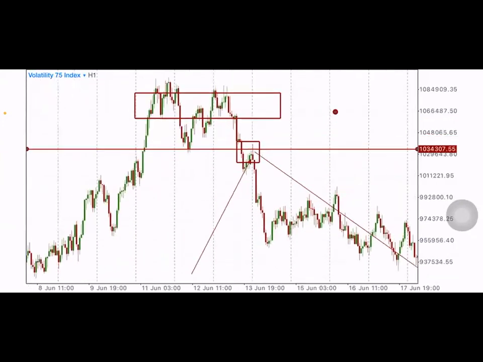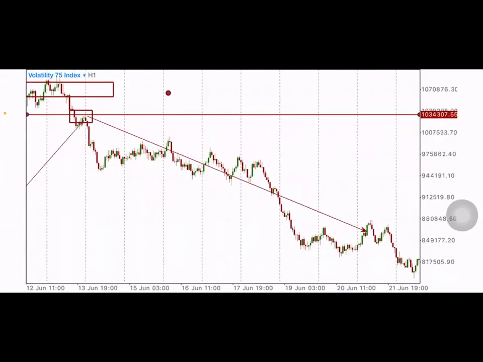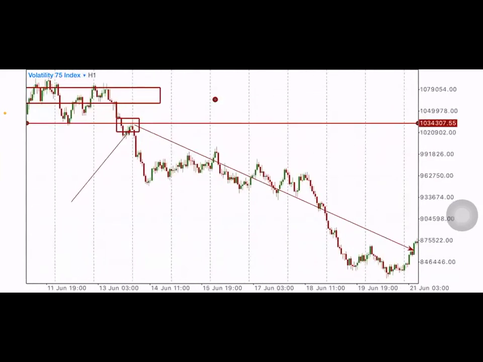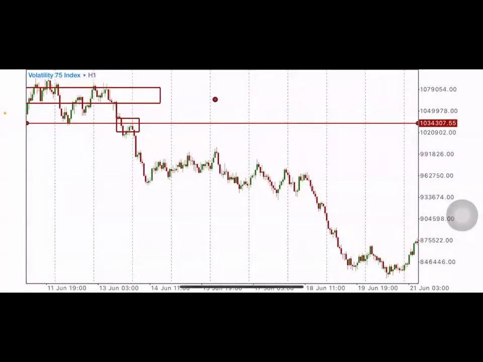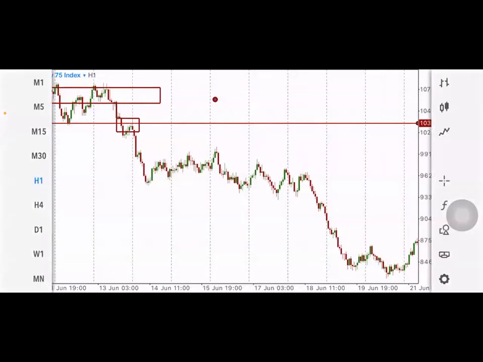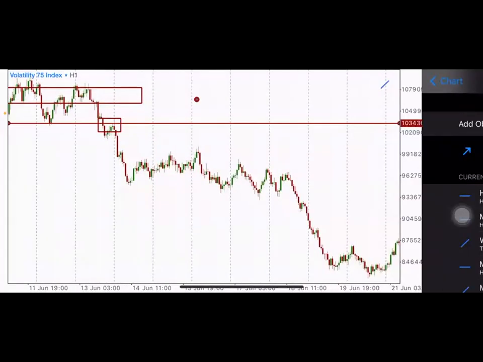Can you see where it is currently selling from? Look at where it sold from. Just take a look at this. Now, look at another thing to show you. If at all you even missed that, what do you do? You draw your trend.